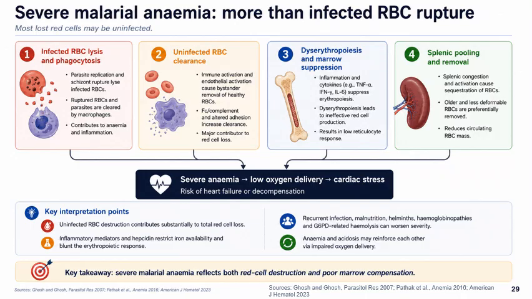The marrow response is also inadequate. Cytokines suppress erythropoiesis. This erythropoiesis produces ineffective red cells, and hepcidin limits iron availability. Splenic pooling further reduces circulating red cell mass. Recurrent infection, malnutrition, ailments, and haemoglobinopathies, as well as G6PD-related hemolysis, may worsen this picture also. The high quality answer that you should be thinking about when asked this kind of question is that severe malaria anemia results from destruction of infected and uninfected cells plus impaired marrow compensation.